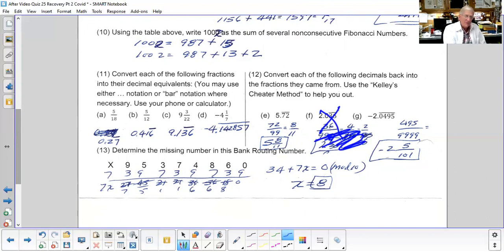Now, I don't remember if the problem I sent home with you had a 0 without the bar over it. I assumed I put the bar over it. If I didn't, you can't use the Kelly's cheater method to do it. Don't worry. The one on the test, you can use the Kelly's cheater method. All right, 13. I got that X would have to be 8. 8 times 7 is 56. It added to 34 gives us the answer 8.